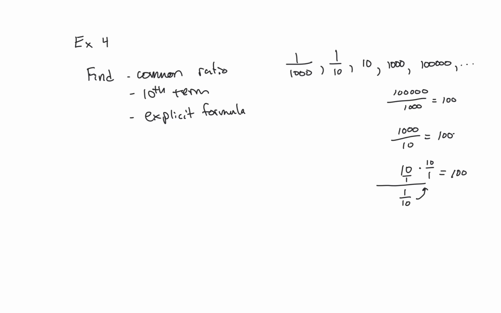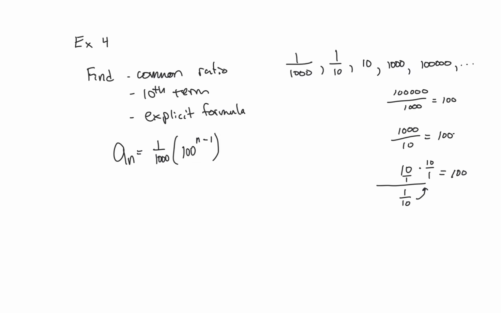So let's find my formula. a_n is equal to the first term, so 1 over 1,000, times my common ratio, r to the n minus 1. And you can check this out.